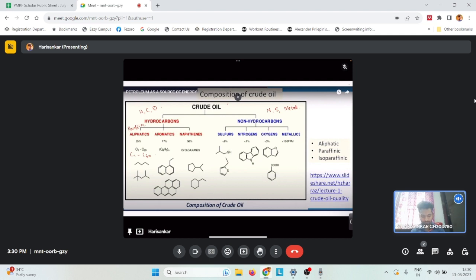And then you have aromatic hydrocarbons, as I mentioned, something like benzene or naphthalene and so on. And then naphthenes, which basically means cyclic alkanes or cycloalkanes, something like cyclopentenes, cyclopentanes, and cyclohexanes and so on. And then non-hydrocarbons basically will be the same hydrocarbons, but they'll have either sulfur, nitrogen, or oxygen attached to their bonds. And in some cases, metals are also present. So these compounds together form the crude oil.